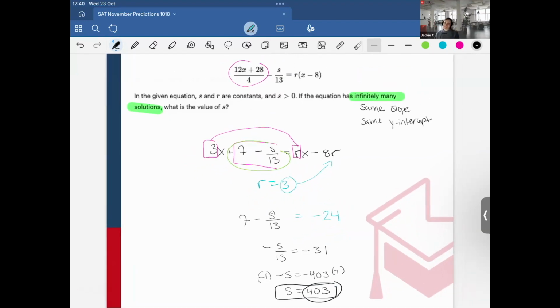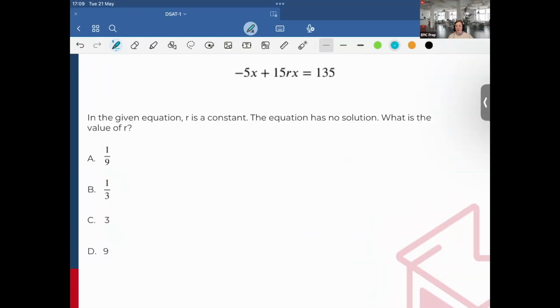So wasn't that amazing? Okay, so example, -5x plus 15rx is equal to 30 or 135. Okay, important. The equation has no solution. It's a linear equation. So no solutions means that they're parallel lines. Because parallel lines never intersect, they have no solution. And this means that their slopes are equal.